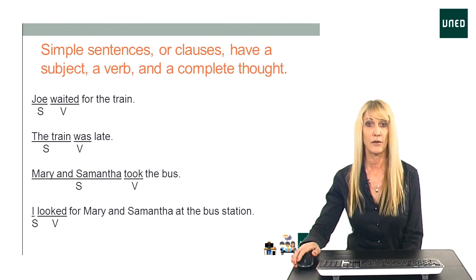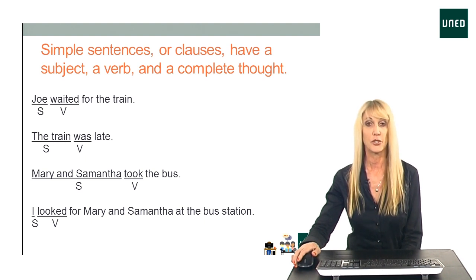The train was late. We have a subject, the train. We have a verb, was, and this makes complete sense. So it's a complete thought. The train was late. This is another clause.